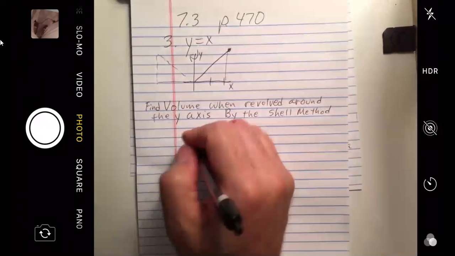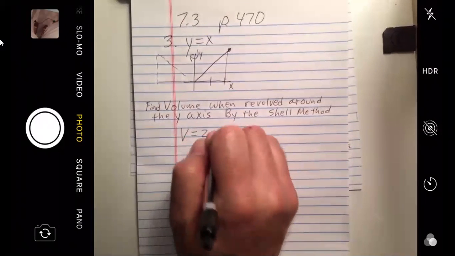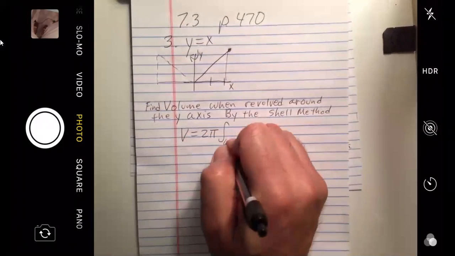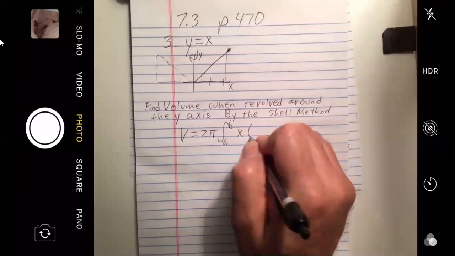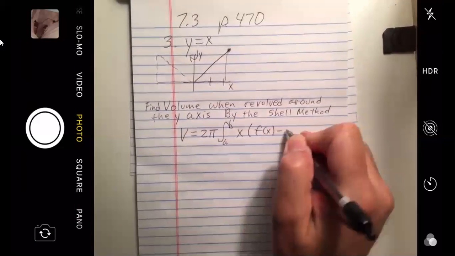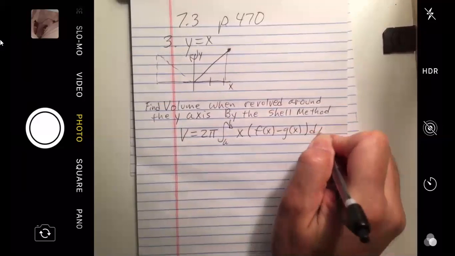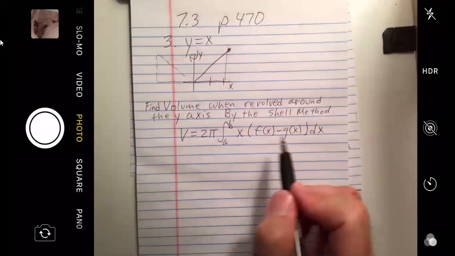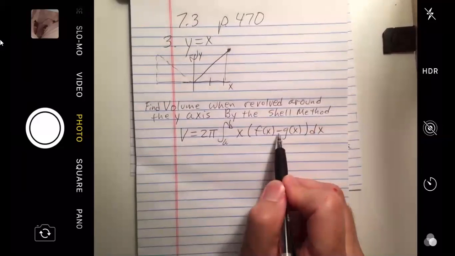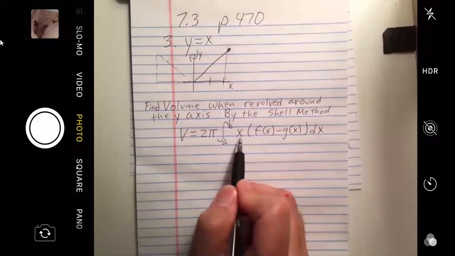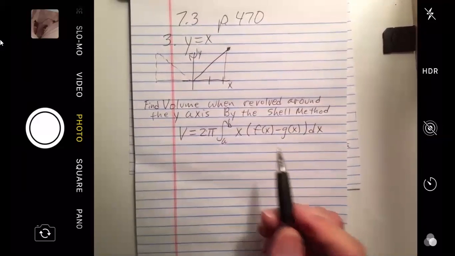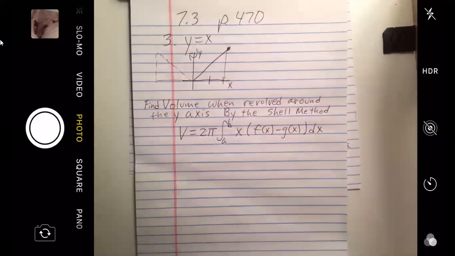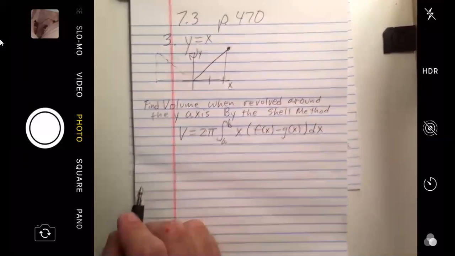Okay, shell method says 2 pi x f of x minus g of x dx. It's very similar to an area formula in 7.1. It's got the same term here that you'd have in an area formula. It just got this extra x and a front coefficient of 2 pi. Amazing how similar the formulas can be, even though they calculate completely different things.